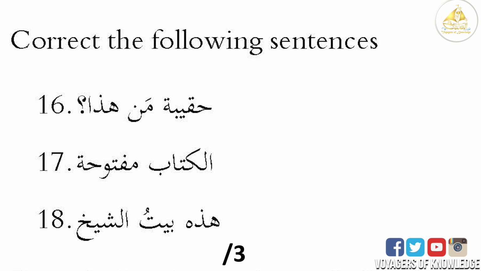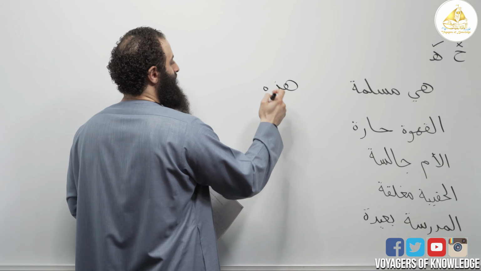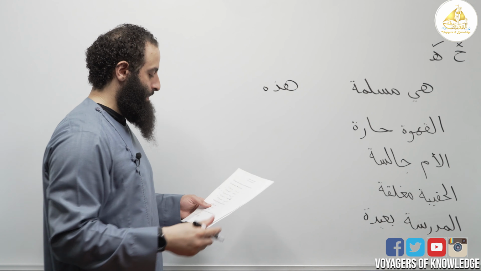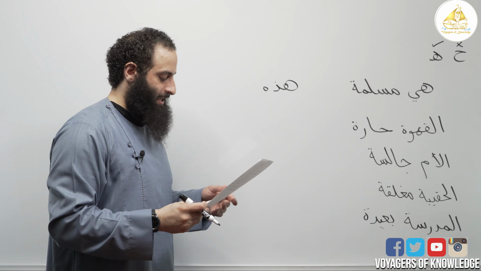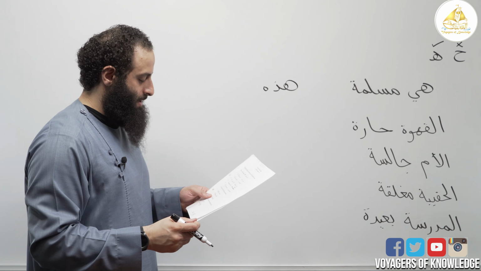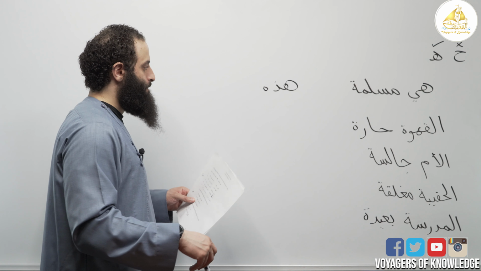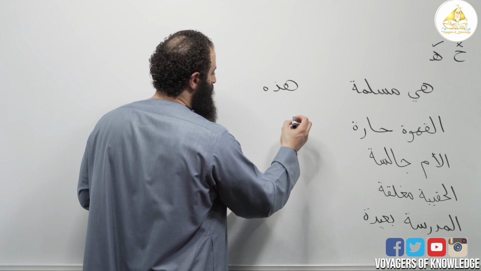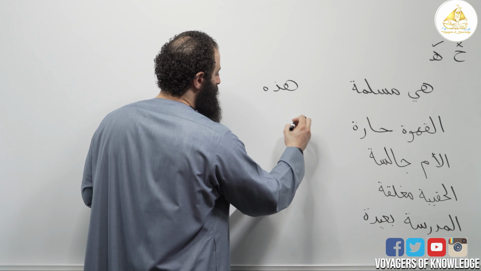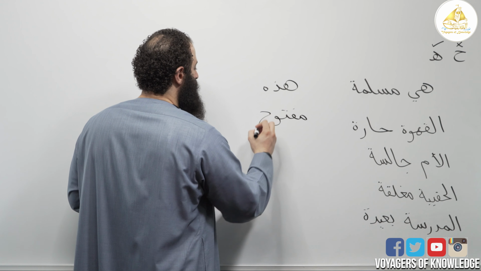16, 17, and 18. It says correct the following sentences. Number 16, it says, Haqibatu man hadha. The incorrect part is the word hadha. You should write hadhihi so it can match haqiba. Number 16 is hadhihi. That's where the mistake is. Number 17, al-kitabu maftuha. The thing that is incorrect is the word maftuha, and it should say maftuhun.